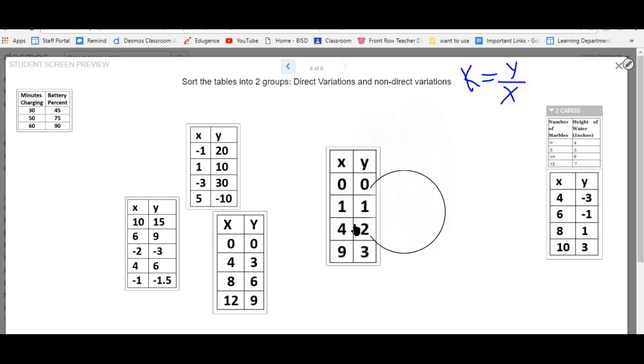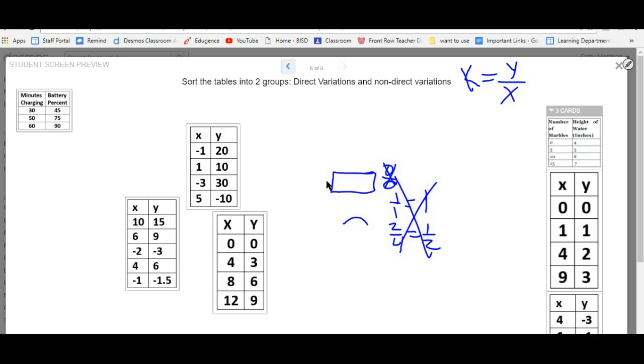Let's look at this one here. 0, 0, 1, 1, 4, 2, 9, 3. 0, 0 is the origin. Now I can't divide 0 over 0. That'll just give me undefined. So I don't really need to look at that. But 1 over 1 I know is 1. 2 over 4 is not 1. That's going to be 1/2. So this is not a direct variation. This goes over here.